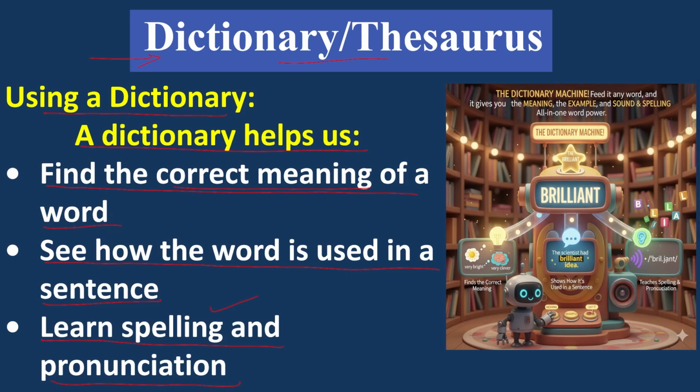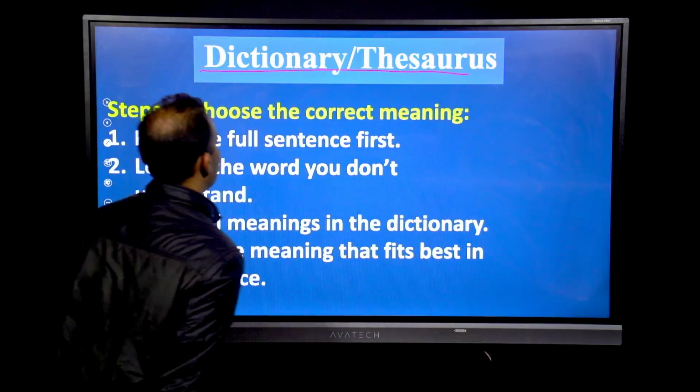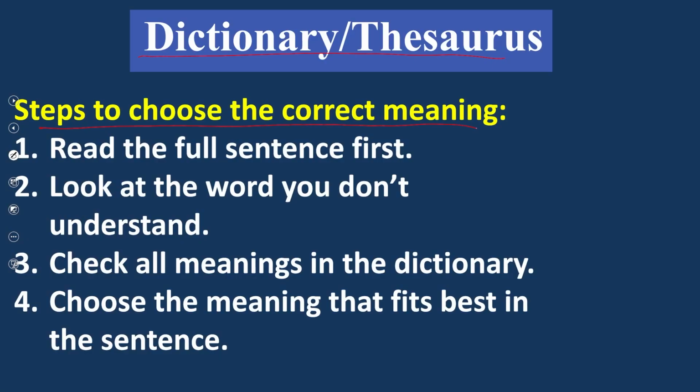Now move to the next part of the lecture. Yes, dear students, dictionary and thesaurus. Once again, steps to choose the correct meaning. Yes, how we can choose the correct meaning of any word in the dictionary or thesaurus. Number one, read the full sentence first. First of all, we have to read the sentence and then look at the word you don't understand. After reading the full sentence, you have to identify the word whose exact meaning you are not understanding.